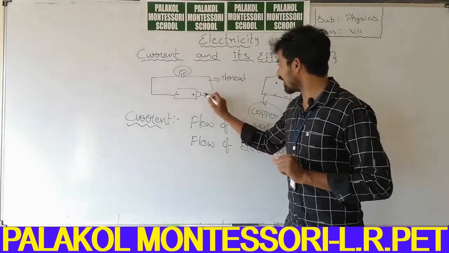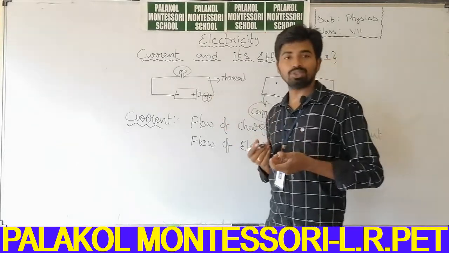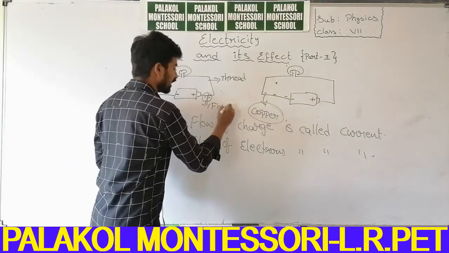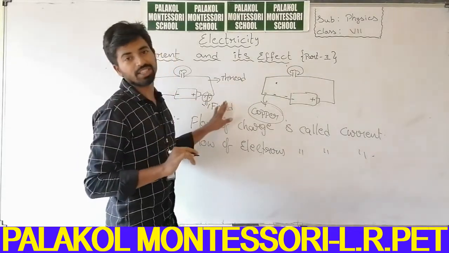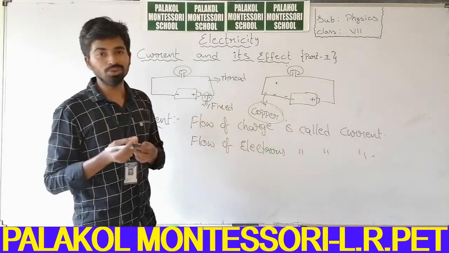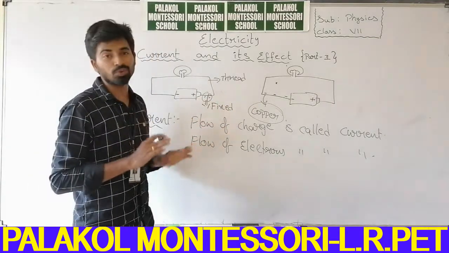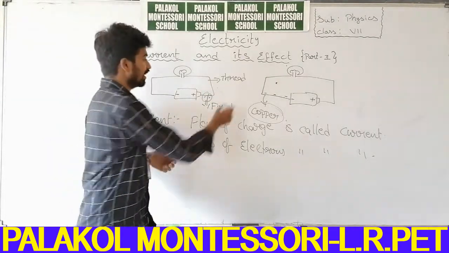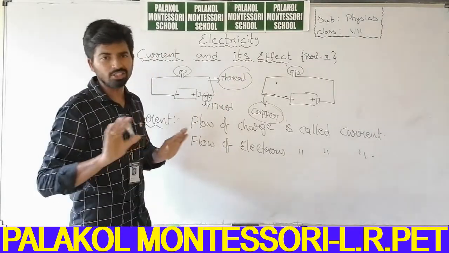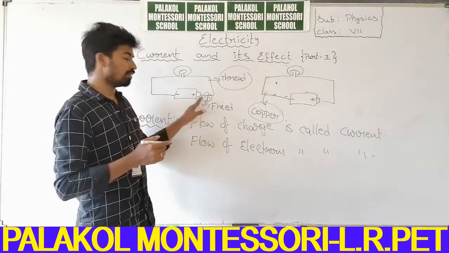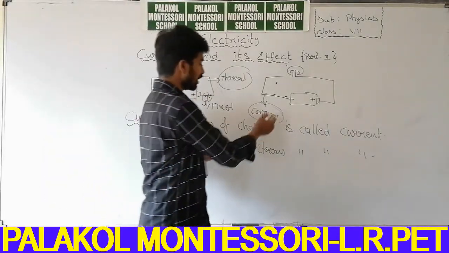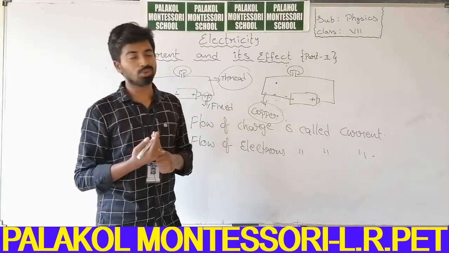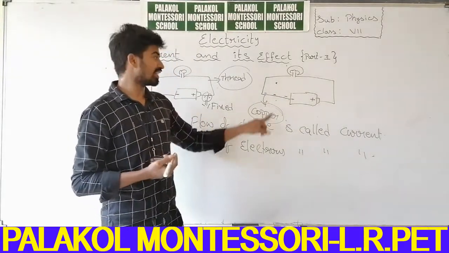You cannot make these electrons move. They are fixed electrons. In the thread, the electrons don't want to change their positions, they don't want to move, whereas in the copper wire the electrons can freely move. That's why we use only copper as a wire.